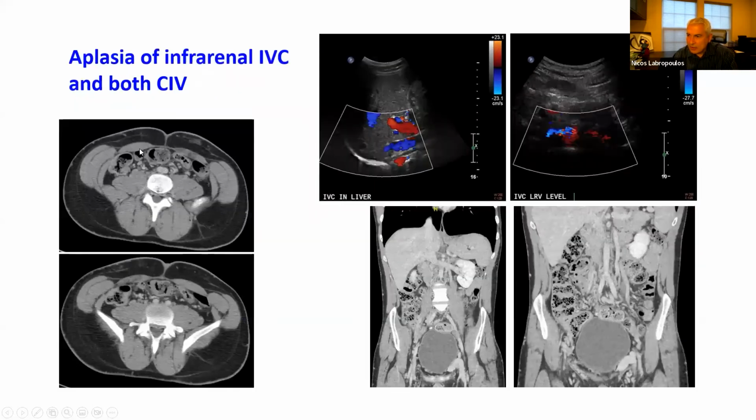So this is on the CAT scan. You see here again the aplasia of the infrarenal IVC and both common iliac veins. You see the arteries here, but there are no veins next to the arteries. You see some large collaterals around.